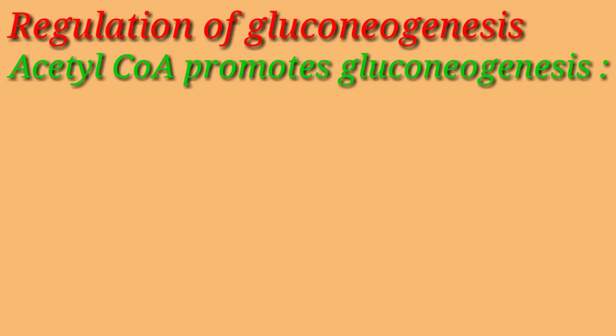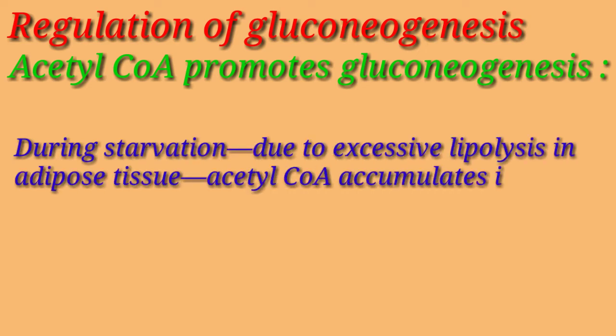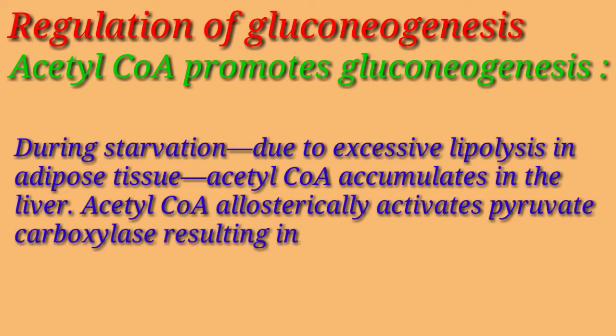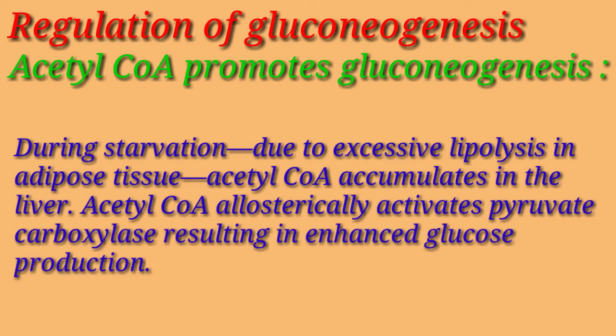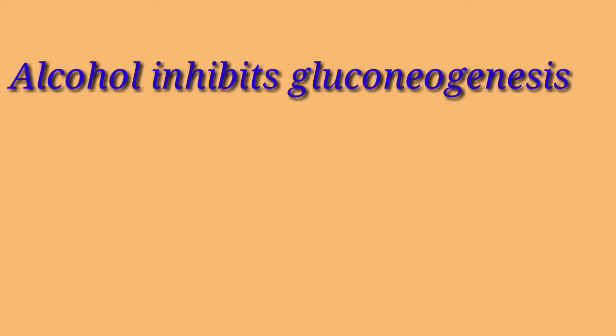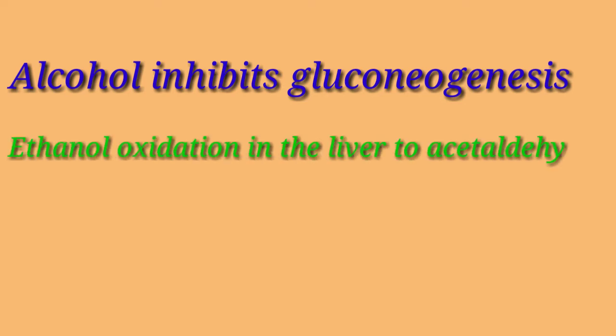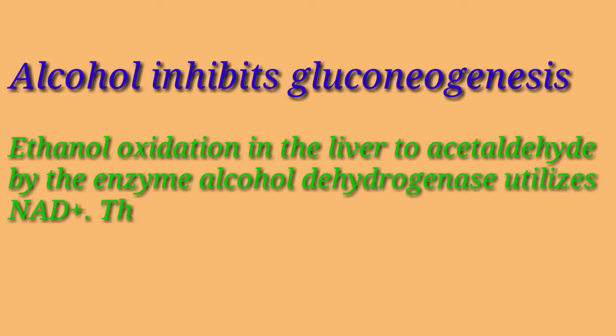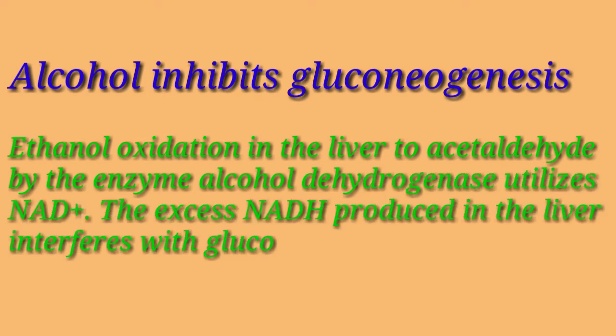Acetyl coenzyme A also promotes gluconeogenesis. During starvation, due to excessive lipolysis in adipose tissue, acetyl coenzyme A accumulates in the liver, and acetyl coenzyme A allosterically activates pyruvate carboxylase, resulting in enhanced glucose production. But alcohol inhibits gluconeogenesis. Ethanol oxidation in the liver to acetaldehyde by the enzyme alcohol dehydrogenase utilizes NAD+, and the excess NADH produced in the liver interferes with gluconeogenesis.